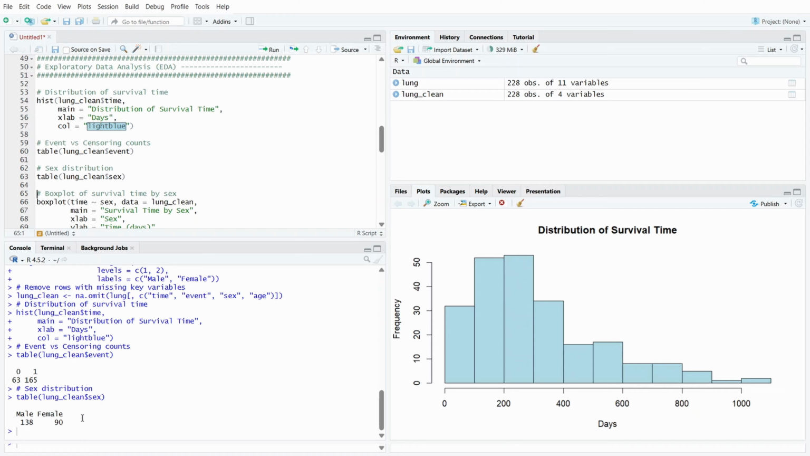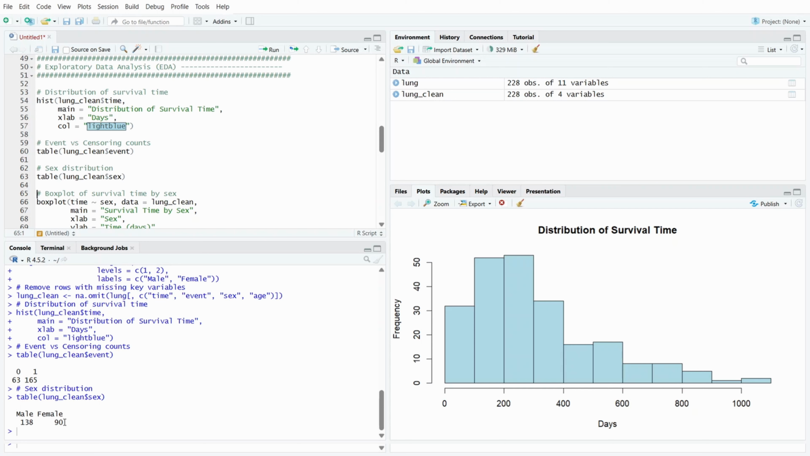Next, looking at sex, we see 138 males and 90 females in the dataset. So the sample is somewhat male-dominated, with males making up a larger proportion of the study population. This imbalance is important to keep in mind, especially if we're planning to compare survival outcomes by sex. Differences we observe could partly reflect this uneven group size.